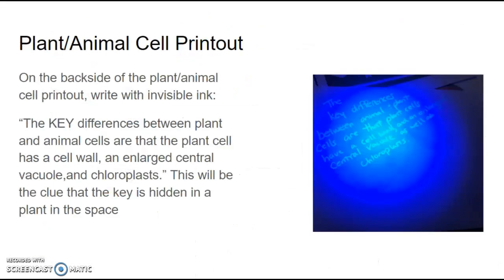The first thing I want to talk about is the plant and animal cell printout. This printout you're going to see in the Google Drive, and on the back you're going to use the invisible ink to write the key differences between animal and plant cells: plant cells have a cell wall and an enlarged central vacuole, as well as chloroplasts. This is a little nod to the fact that the key is going to be hidden in the plant. And this printout with the plant and animal cell on the front can be hidden, or actually in plain view, anywhere in the room.